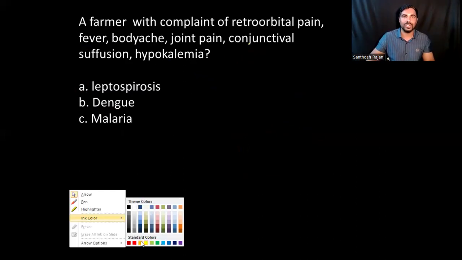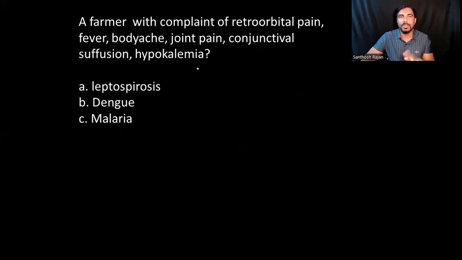The next question is definitely a confusing question. If you're a little bit careless, then you can easily make a mistake. So here, the first clue is a farmer. Then they have said retroorbital pain. When retroorbital pain comes, my mind will automatically think dengue fever only.